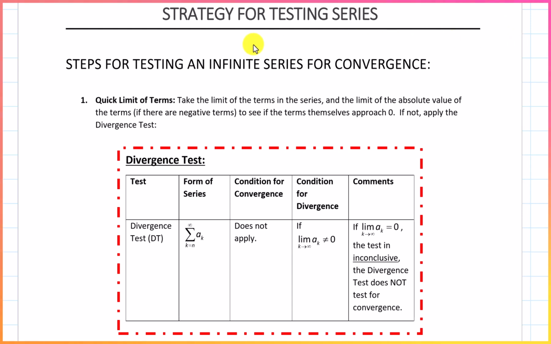Let's talk about some strategy for testing series. We've done a number of sections now where we've gotten a variety of different tests for testing infinite series for convergence or divergence. We have the divergence test actually too. So, how do we determine, when we come across a series, which of these tests we should apply? Here is just some general strategy in this video.